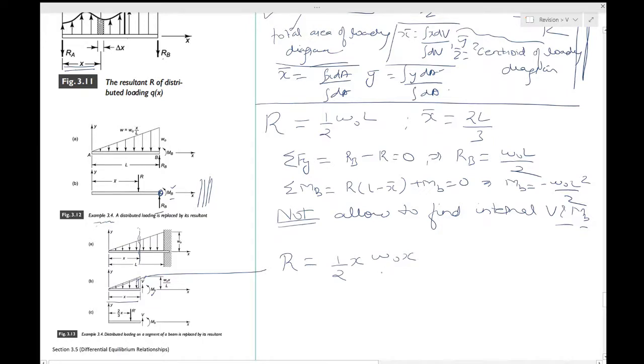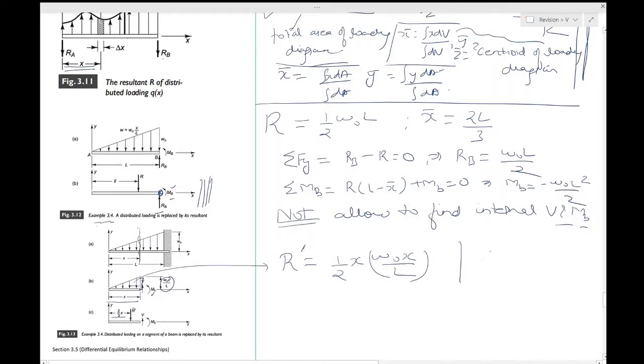Into base into height, and there will also be an L, so that becomes your R, the total area. You want to find this value, that is equal to W naught X by L. This value is W naught X, it's linearly increasing, so it has to be W naught X by L. And the next is clearly where it acts. Well, it again acts 1/3 from the base and hence 2/3 from this end, so this is where this R dash acts. So let me call this R dash.